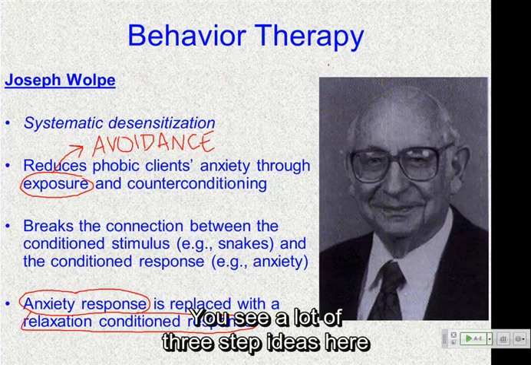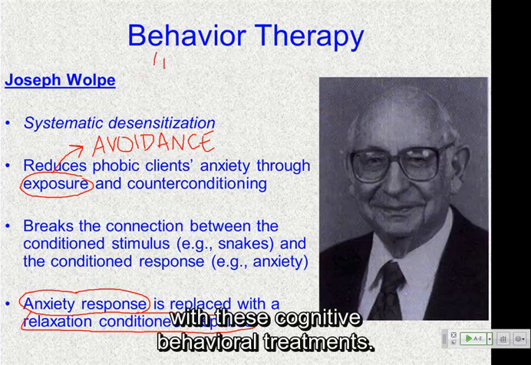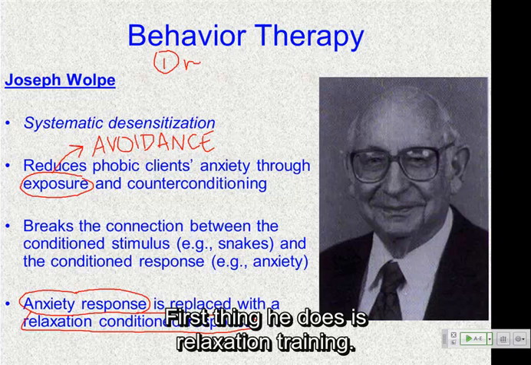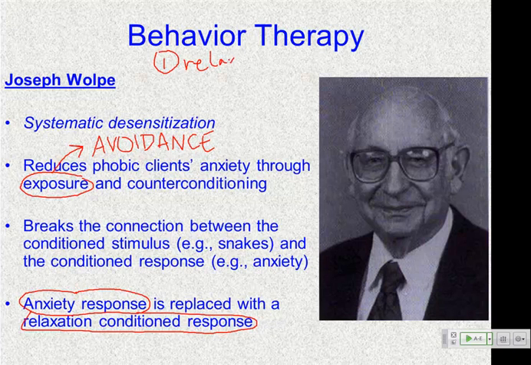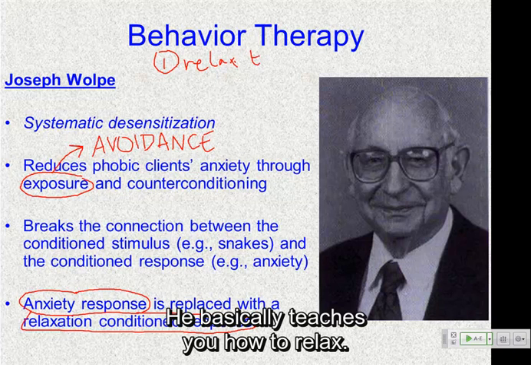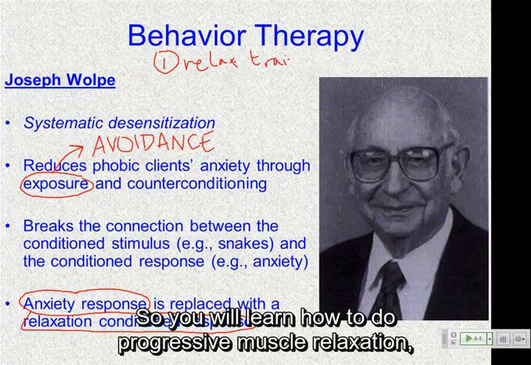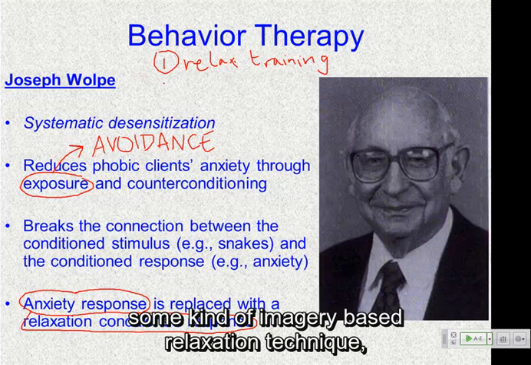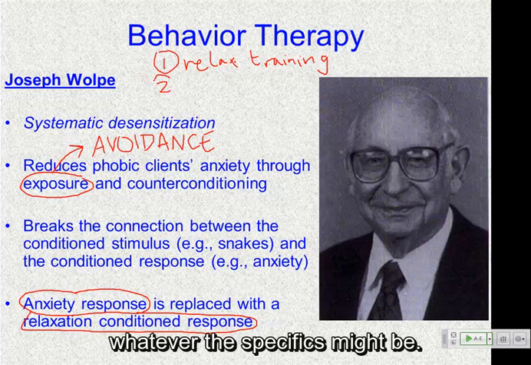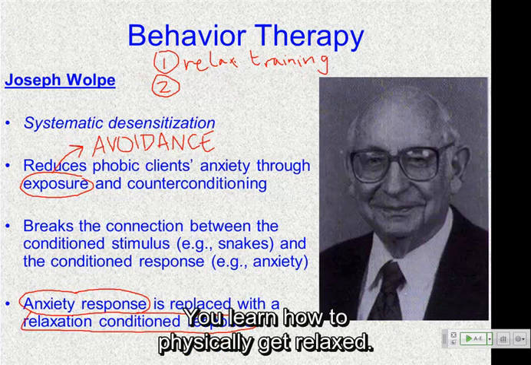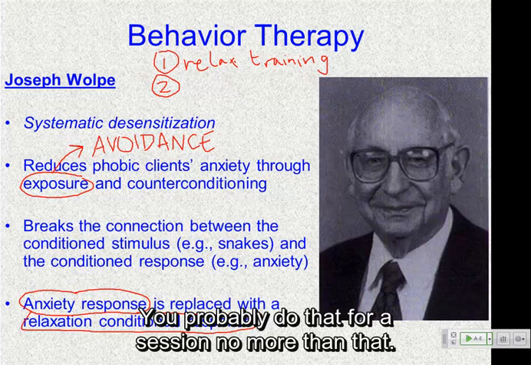You can see a lot of 3-step ideas here with these cognitive behavioral treatments. First thing he does is relaxation training. He basically teaches you how to relax. Okay? So you will learn how to do progressive muscle relaxation, some kind of imagery-based relaxation technique, whatever the specifics might be. You learn how to physically get relaxed. Okay? He'll probably do that for a session, no more than that.